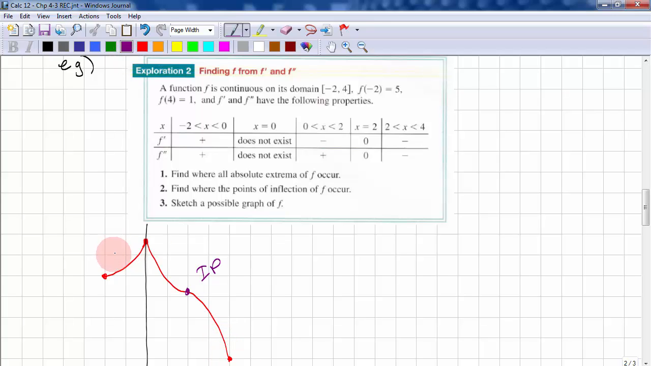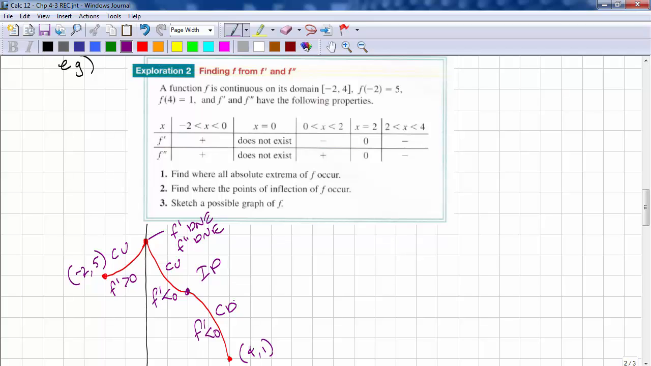So if we want to label this: concave up, and the derivative is greater than 0; first derivative does not exist, second derivative does not exist. This is -2, 5. This is 4, 1. This is concave up, and the first derivative is less than 0. First derivative is less than 0, and it's concave down.